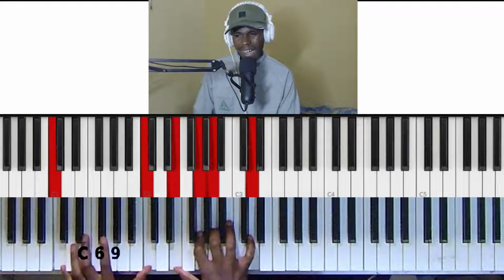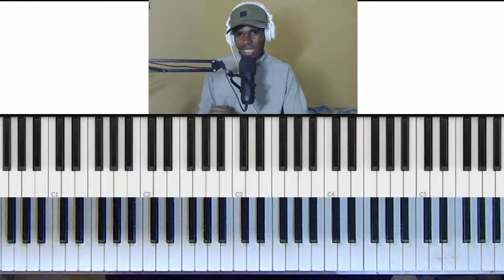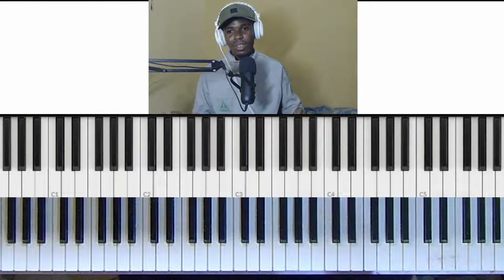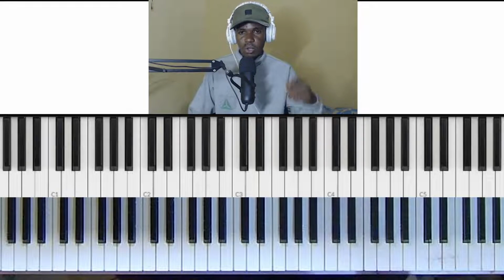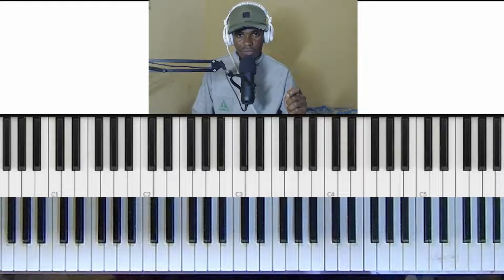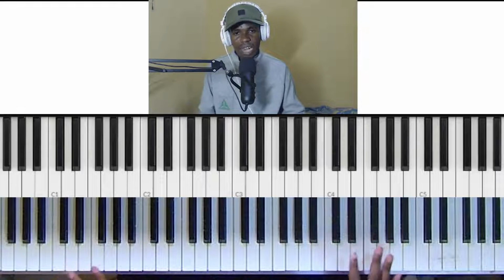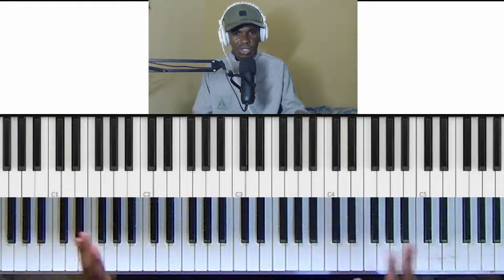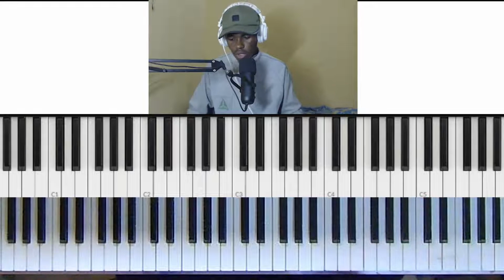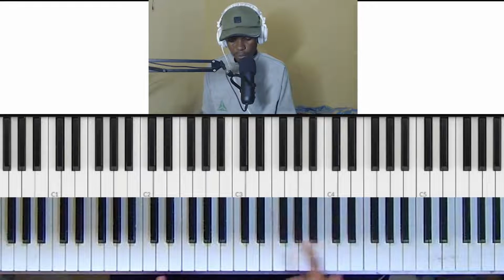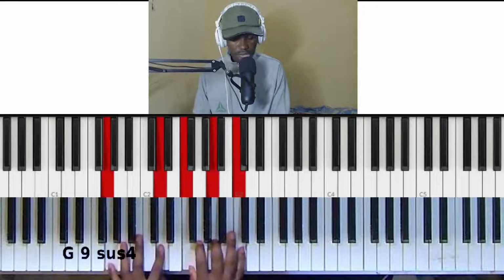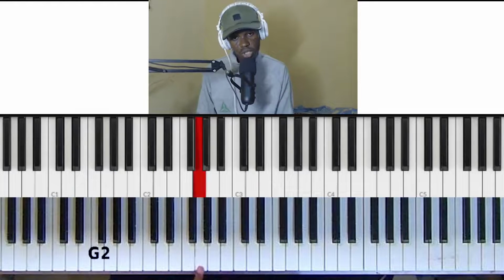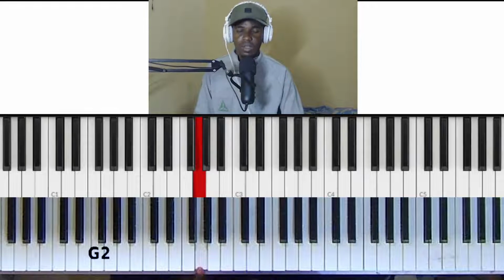Okay, now let's make this more interesting by adding substitutions. Okay, if you're familiar with your theory, you know that you could actually substitute a tritone for the dominant. So all these places where we have the dominant 7, we could actually just use a tritone in place of them. So how do we find the tritone? For example, starting off with the first one, so we had a 5 going to 1. So 5 is G7. We're going to replace the G7 using its tritone.